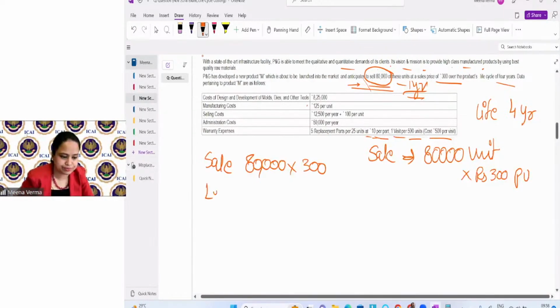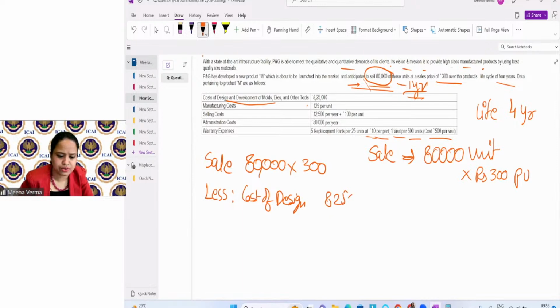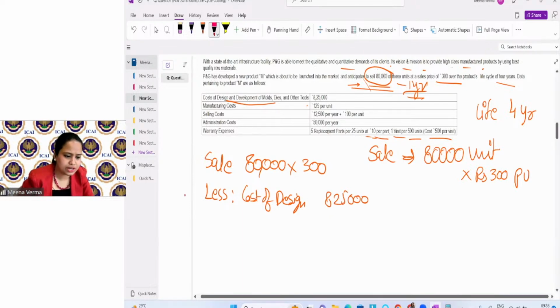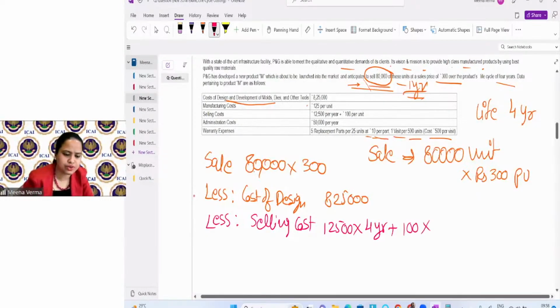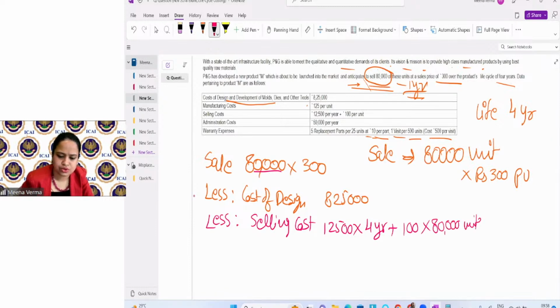All right, less, you will consider the cost of design, development and all. The cost of design is 8,25,000. Then less selling cost. Selling cost is 1,500. This is for 1 year and we have 4 years. And 100 rupees per unit is also a cost. In total, we have 80,000 units, so consider it.